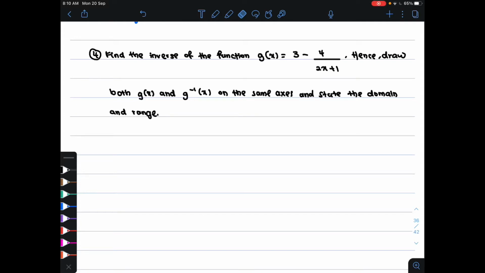Let's do question 4. We need to find the inverse of this function. For step 1, you need to check whether this function is one-to-one.